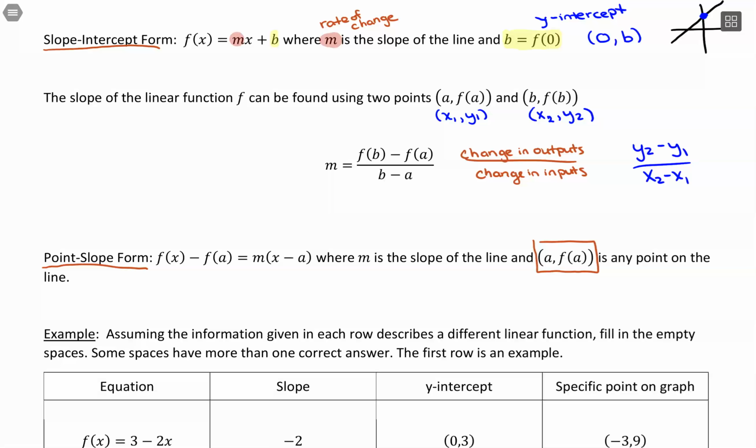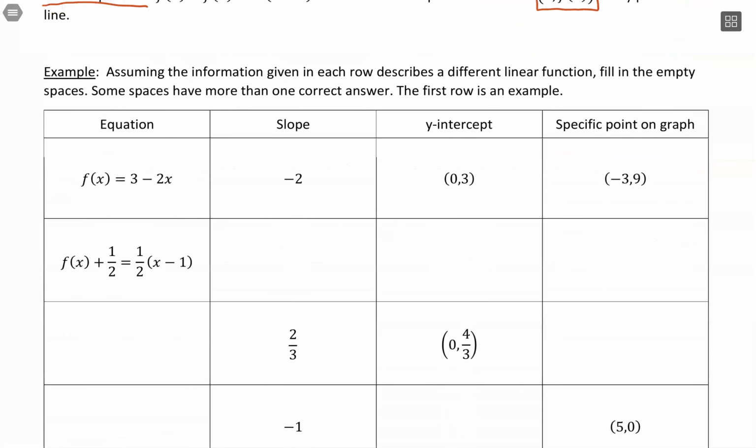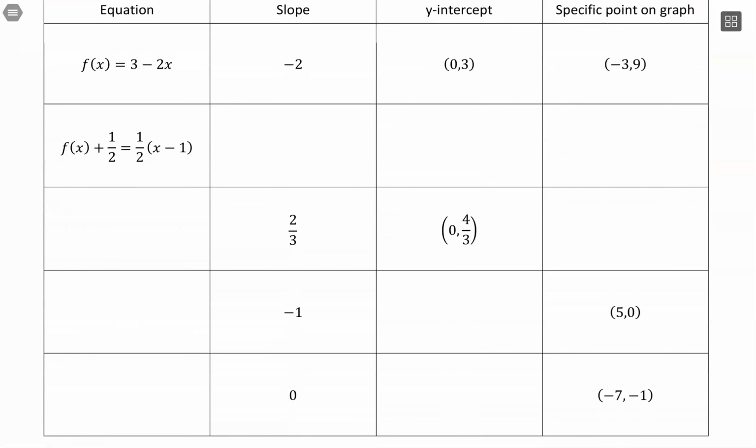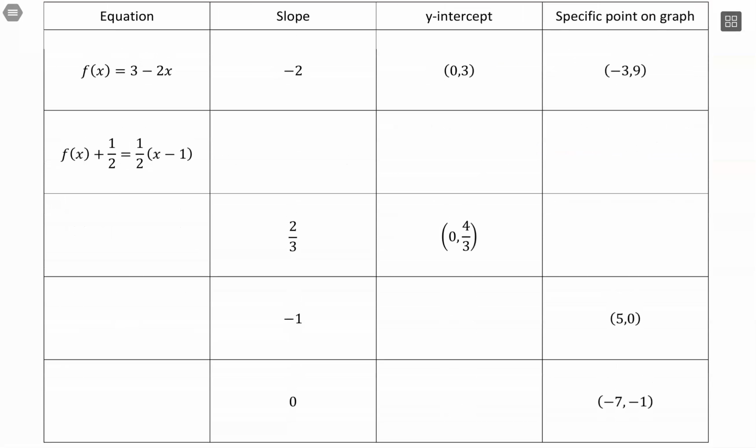So let's just play around with these ideas where we're given some information, and we're going to fill in the blanks in terms of what's the equation of the line. We can use point-slope or slope-intercept. Usually one's easier than the other based on the information we have. And then from there we can find these different values, the slope, y-intercept, and then just another point on the graph. So with this first one, we're given the equation of a line.